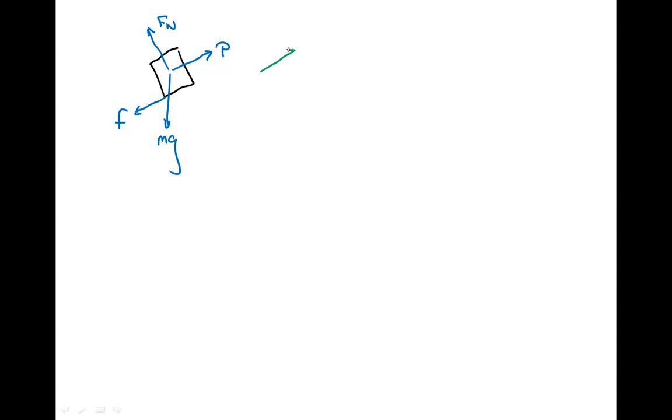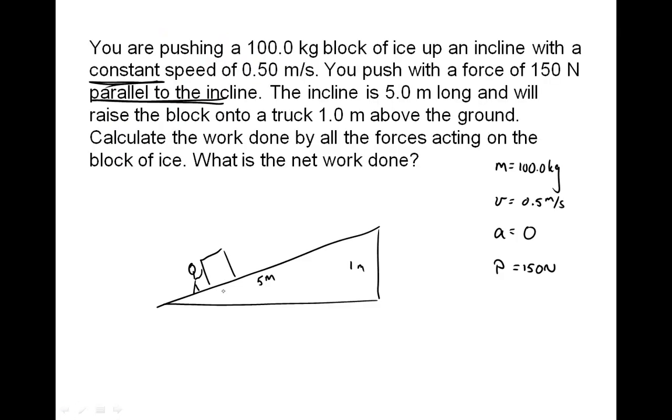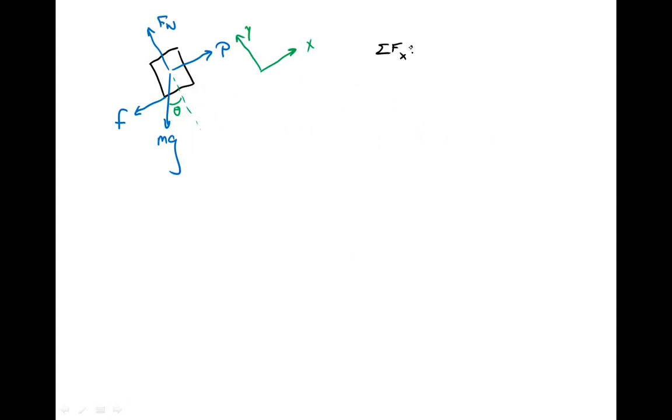Given that we have an incline again, let's go ahead and put the x-axis up the incline and the y-axis perpendicular to the incline. I can drop this down here, and I know this is some angle theta, and that's the same angle that we have right here between the horizontal and the ramp. The sum of the forces in the x-direction, I'm going to have P minus the frictional force minus mg sine theta, and that's going to equal zero, because there is no acceleration. Remember, it's moving up the ramp at a constant speed, so the acceleration must be zero. There's no change in direction, no change in speed.